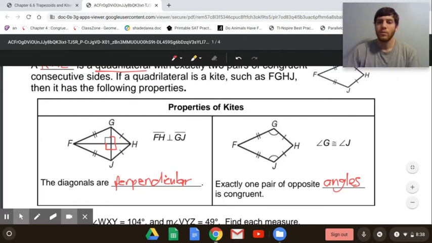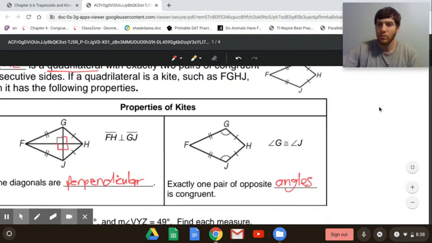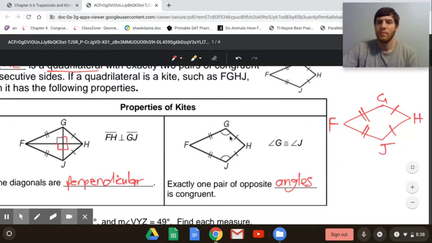Okay, and then your third property here, which they don't have shown, but if we redraw this, you have these two sides and this side, and then you have F, G, H, and J. So this pair of angles is congruent, the one between the two pairs of consecutive sides that are congruent. And then the other one, F and H, those angles are going to be bisected by the diagonal. So angle GFH is going to be congruent to JFH, and GHF is going to be congruent to JHF. So one diagonal, one pair of angles.